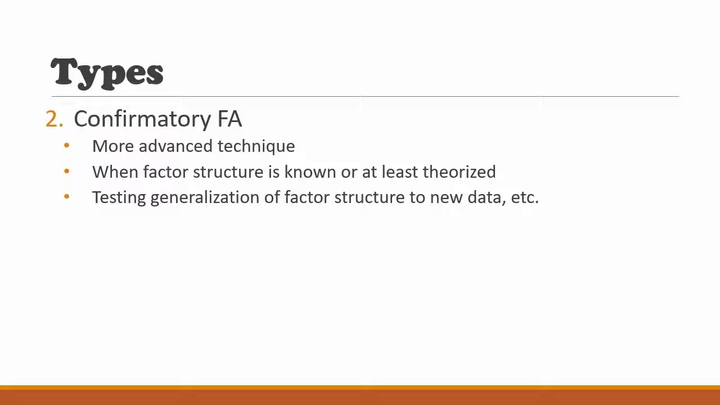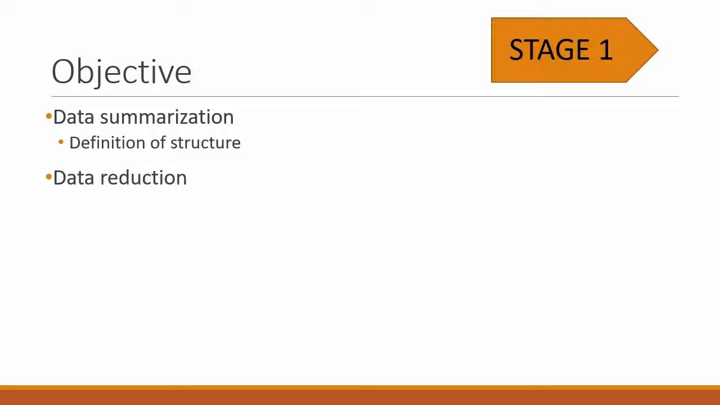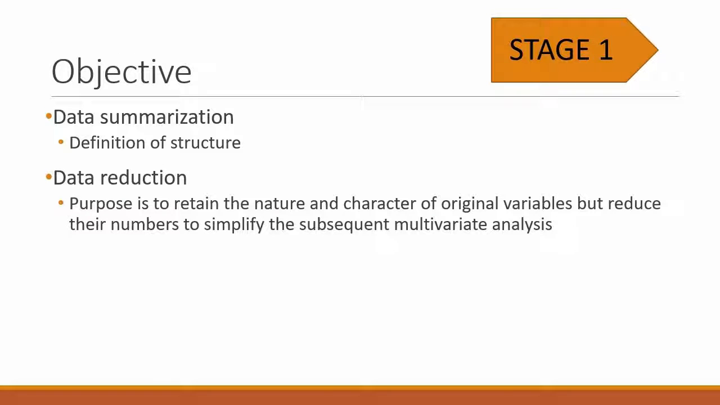There are 6 stages of the factor analysis decision process. In the first stage, objective, in data summarization, definition of its structure is done. Next is data reduction. Here, the purpose is to retain the nature and character of the original variables but reduce their numbers to simplify the subsequent multivariate analysis.